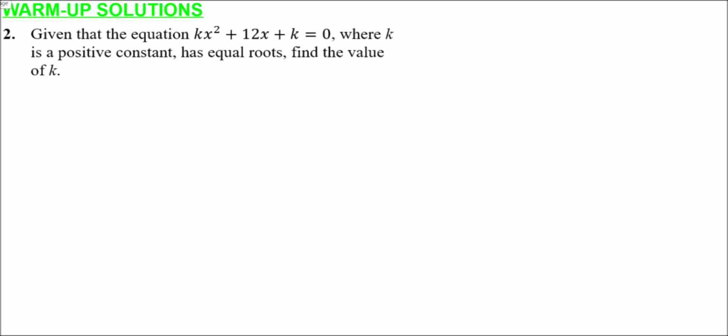Question 2. We need to use the property of the discriminant for this one. So we're told that we have an equation kx squared plus 12x plus k equals 0, where k is a positive constant, has equal roots. Find the value of k. So because this quadratic has equal roots, that is telling us that the discriminant, which is this capital delta symbol, which to remind you is b squared minus 4ac, must be exactly equal to 0.